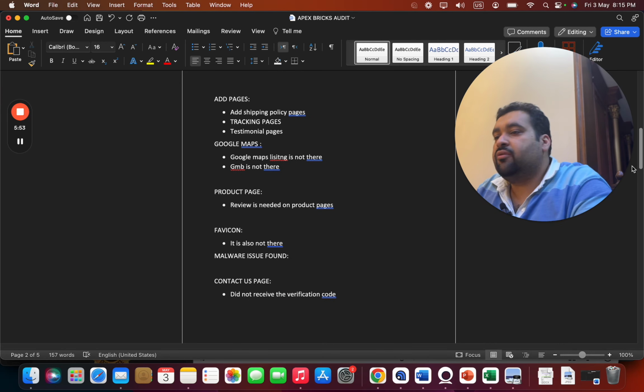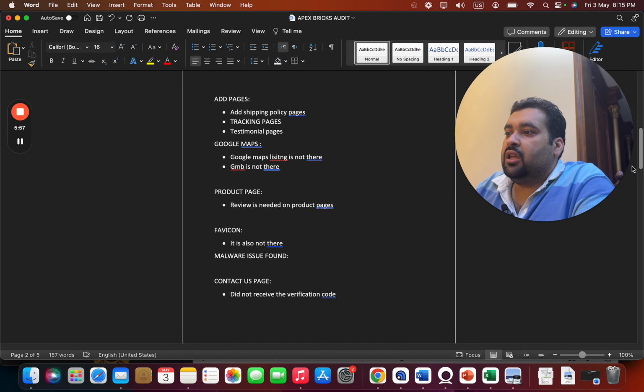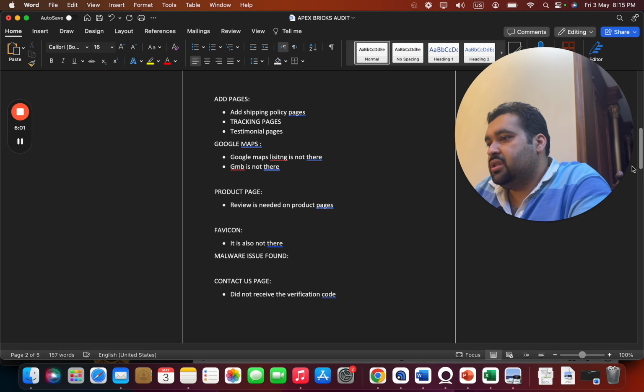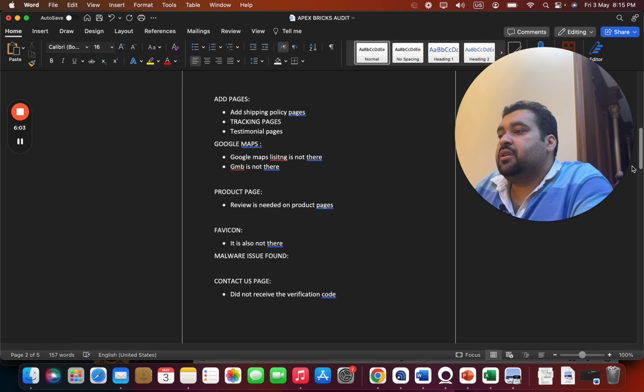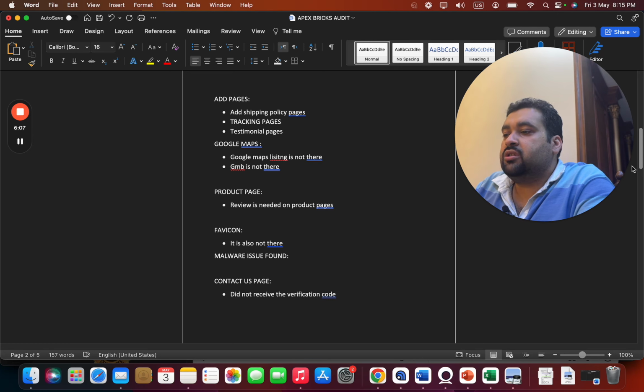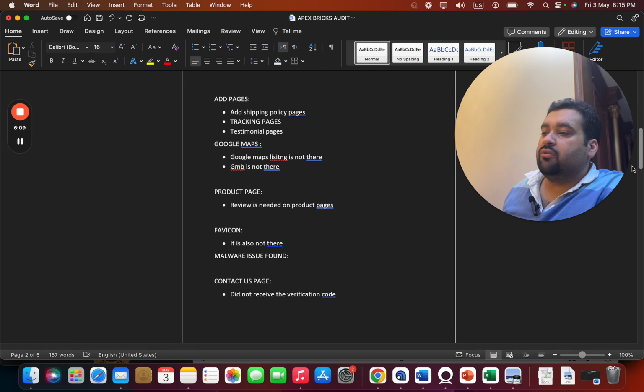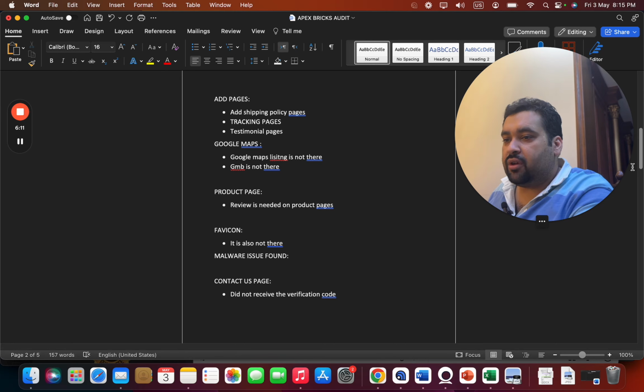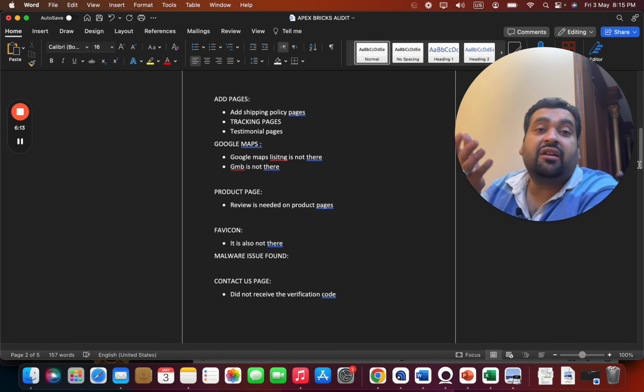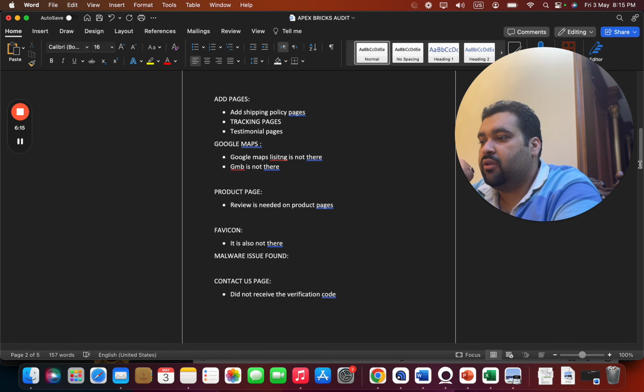We suggested adding some pages as well. Again, it may vary from niche to niche, and what kind of website it is. Then we added shipping policy pages, tracking pages, testimonial pages. We also suggested a Google Map listing, Google Shopping Center, and then we also discussed some reviews which were lacking on the website. And the favicon is suggested because it increases the authority and authenticity of the website.